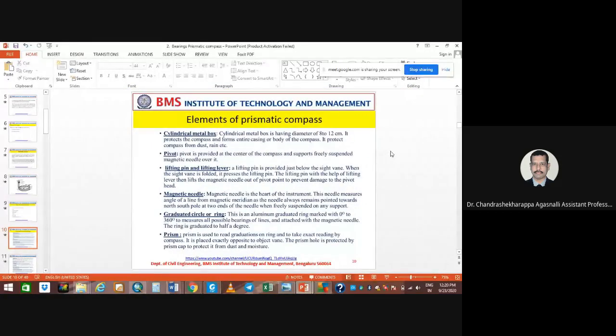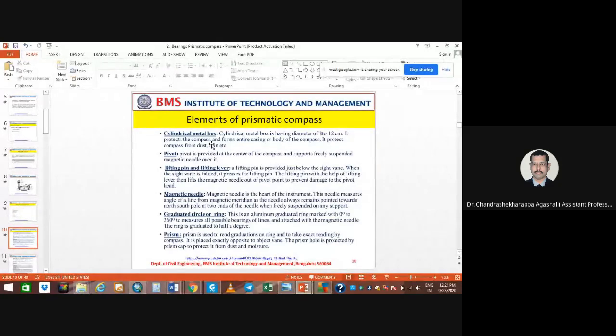Elements of the prismatic compass. What are the uses of this compass? It is a cylindrical metal box, having a diameter of 8 to 12 centimeters, which protects the compass and forms the entire casing of the body. A pivot is provided at the center of the compass and supports a freely suspended magnetic needle, which is fitted with aluminium.